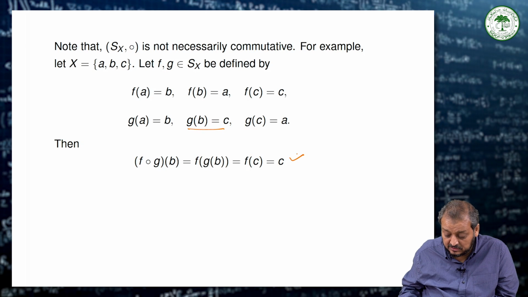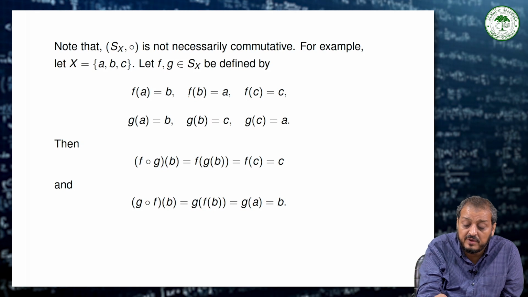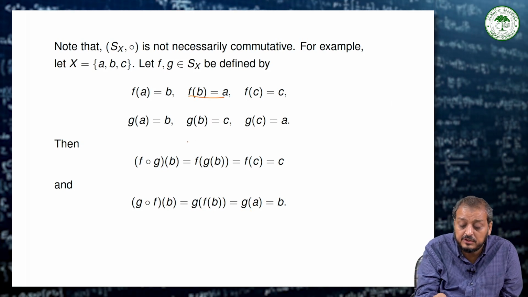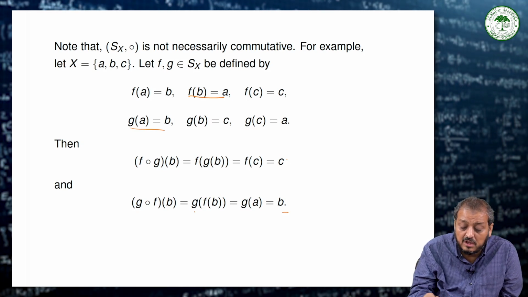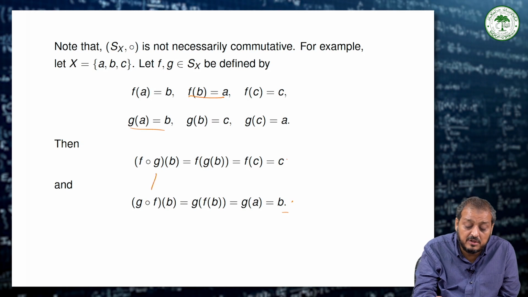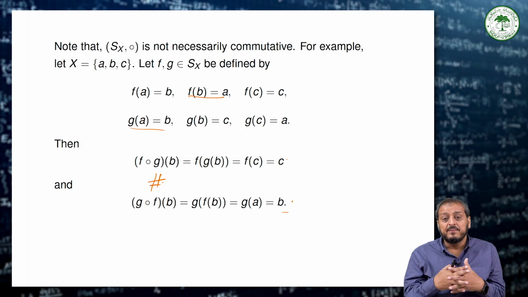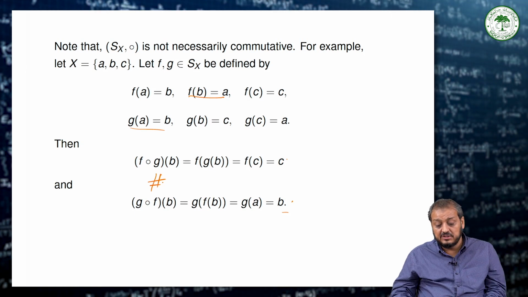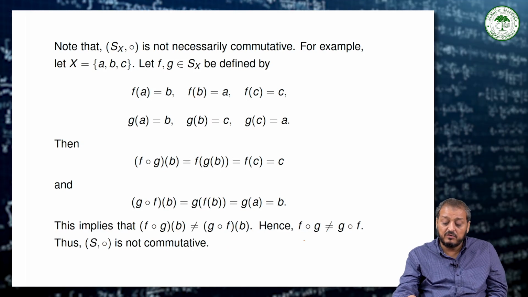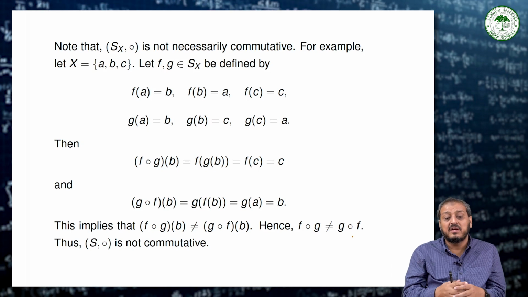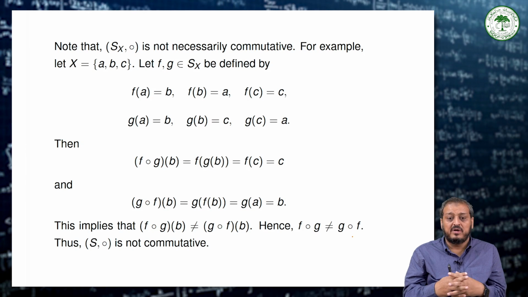The other way, we take g composition f over b. So g of f of b is equal to g of a, and g of a is equal to b. So f composition g of b is equal to c, g composition f of b is equal to b. So these two are not the same. So we can say that f composition g is not equal to g composition f. This means this set S under composition of two functions is not commutative.